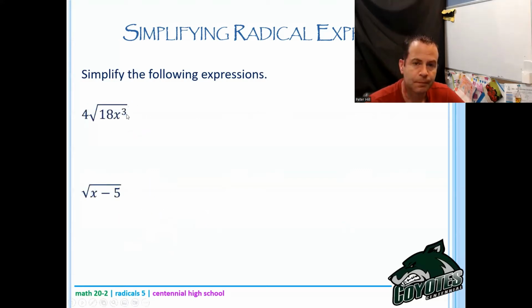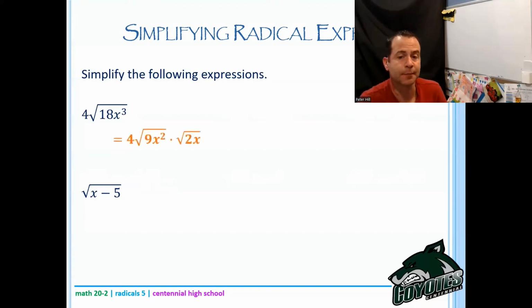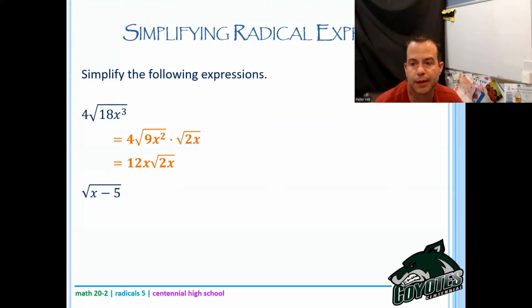All right. So again, separate this into the perfect square portions and then the non-perfect square portions. So 18 is 9 times 2. X cubed is x squared times x. So what I'm going to do is separate this into 9x squared. That's my perfect square portion. Okay, I know the square root of this. And then I have this root 2 left over. Now, the square root of 9x squared is 3x. So I end up with 4 times 3x, and that'll be 12x. So 12x root of 2x.